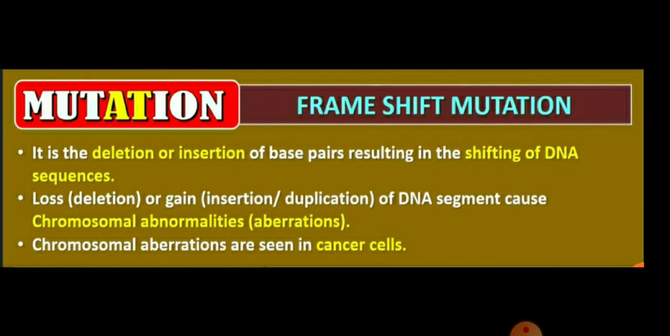And the frame shift mutation is the deletion or the insertion of a base pair resulting in the shifting of the DNA sequence. The deletion means the loss, and insertion or the duplication means the gain of the DNA segments. These cause chromosomal abnormalities. Due to the chromosomal abnormalities, cancer cells are produced.